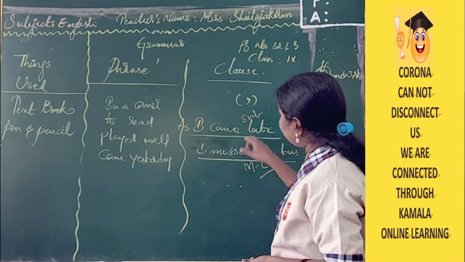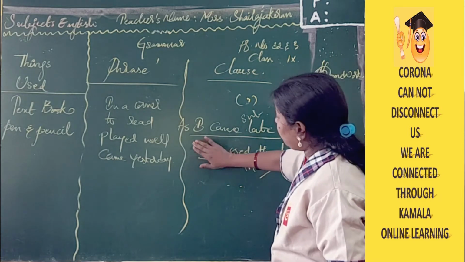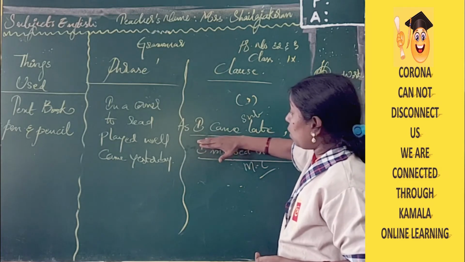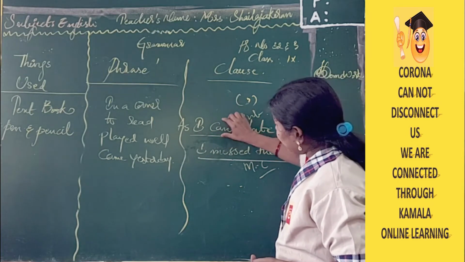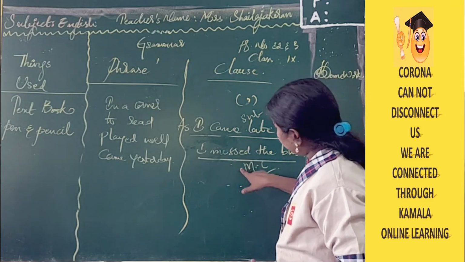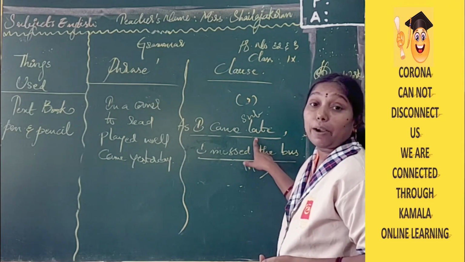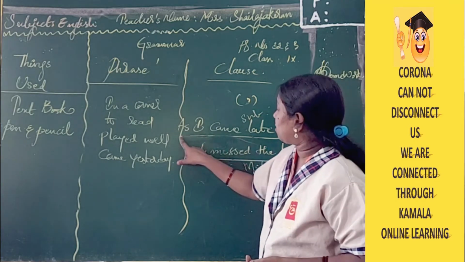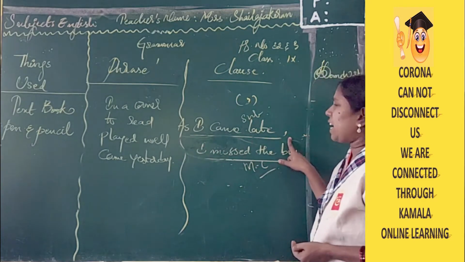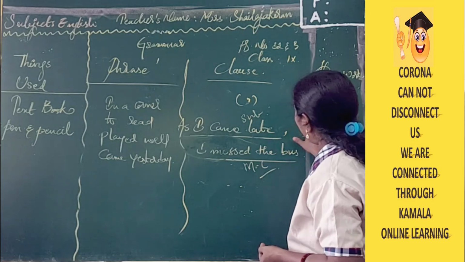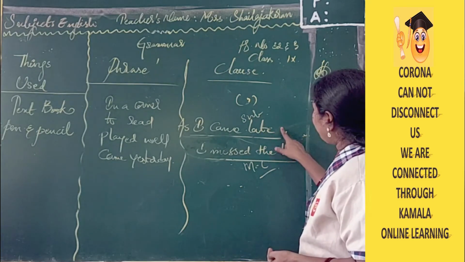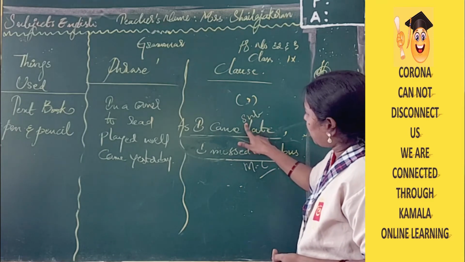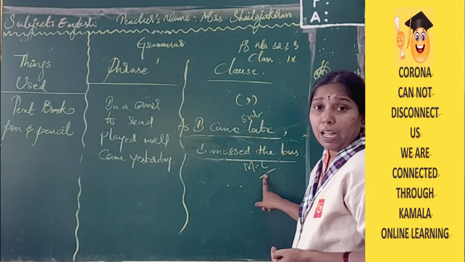Understood? So this class is depending on this. Because if I did not write that, there will be no meaning to this. So this sentence is depending on this. So this is main class and this is subordinate. Because you see here, I missed the bus. I came late. There is no end to this. If I don't write this, there will be no meaning for this. So that is why this is subordinate and this is main.